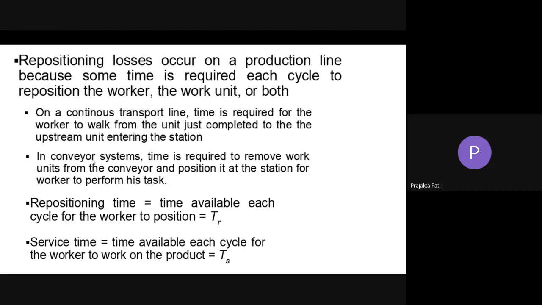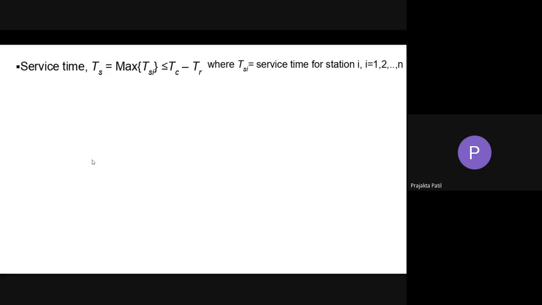So for the bottleneck station, whatever time it takes, that is the maximum time taken by any of the stations, will be taken into consideration while calculating the cycle time. So this maximum service time must not be greater than the difference between TC and TR. That is, service time TS is given by TC minus TR. You can just write down this equation. Service time is given by TC minus TR. It is max of TSi less than or equal to TC minus TR, where TSi is service time for station i, where i equals 1, 2, and so on up to n.